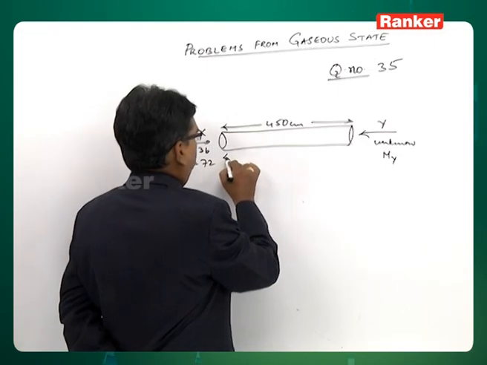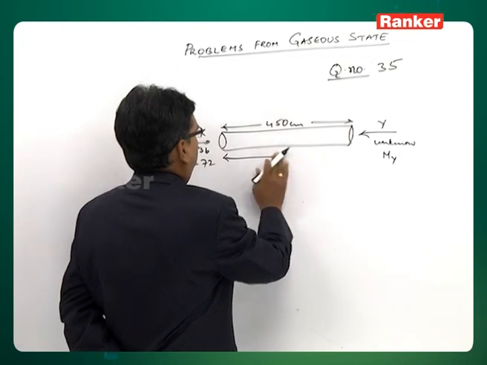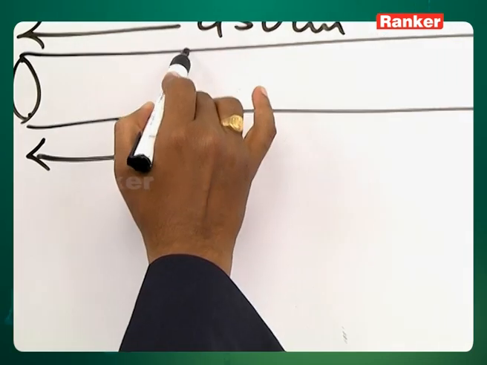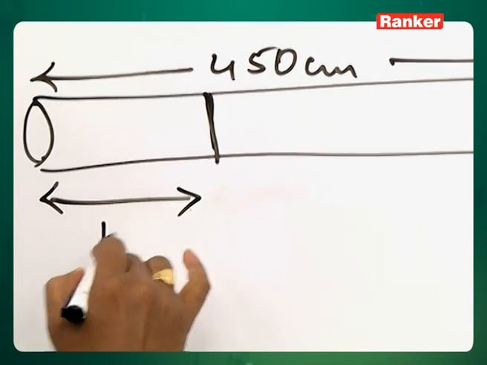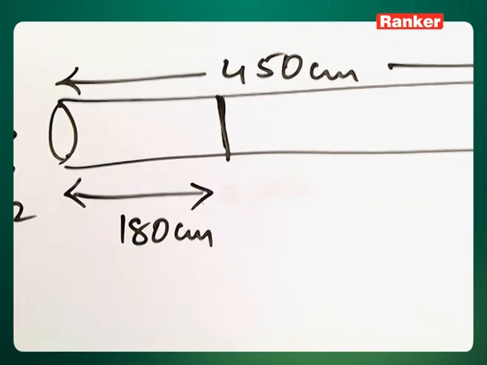So, from here to a point at some distance from X, this is 180 centimeters.